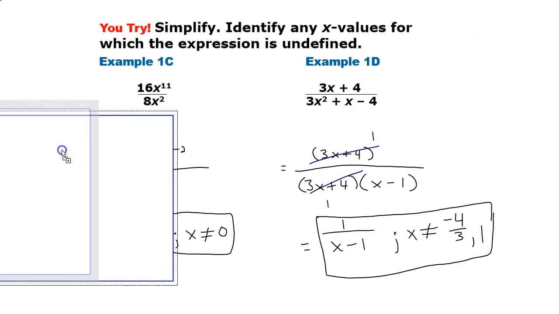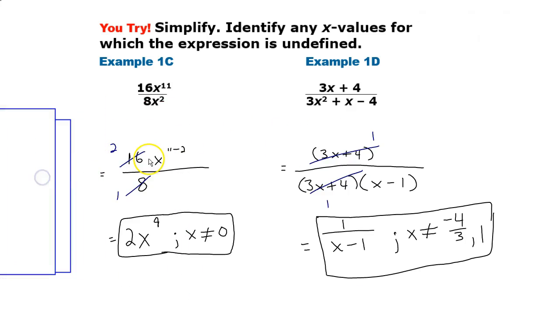In example 1D, here I've got some larger polynomials. When you have just monomials like 1C, you are really just canceling things out and dealing with the exponents. But once you get a larger polynomial, then you want to factor first. I cannot factor the numerator. It's going to stay 3x plus 4. But I can factor the denominator. It's going to be 3x plus 4 times x minus 1. And after factoring it, I say, oh, 3x plus 4 is the same as 3x plus 4. So I cancel them out.